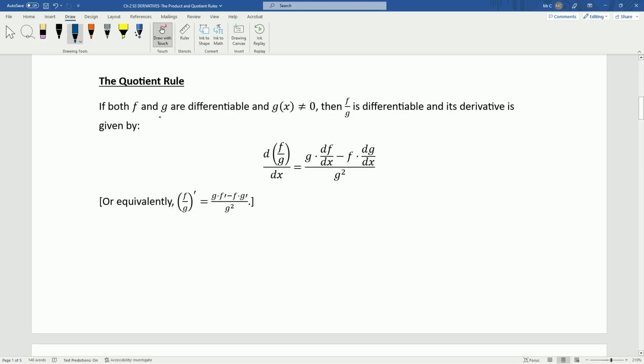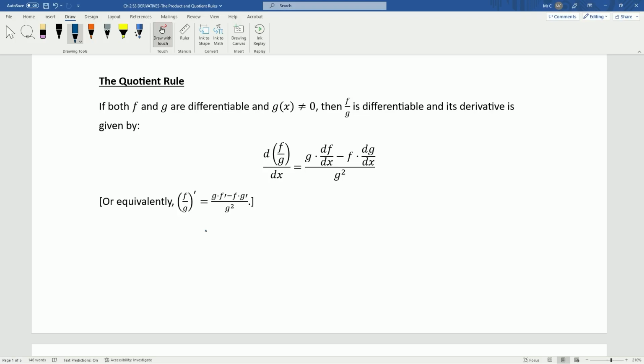So if both f and g are differentiable and g of x is not equal to 0, then f divided by g is differentiable and its derivative is given by the derivative of f over g with respect to x is g times df dx minus f times dg dx over g squared. Or equivalently, (f/g)' = (g f' minus f g') over g squared.